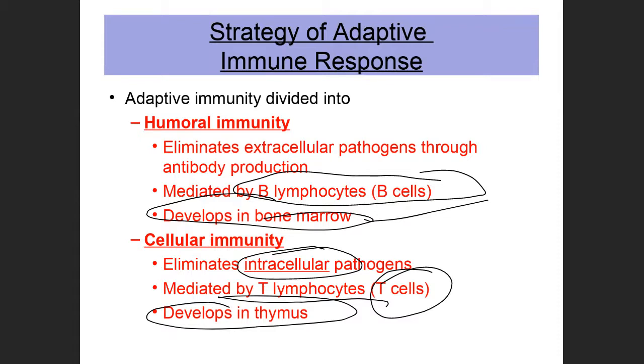Cellular immunity, the T cells involved in cellular immunity, develop in the bone marrow, but then they mature in the thymus. So all blood cells come from the bone marrow, and all immune system cells come from the bone marrow. B cells stay in the bone marrow and mature there, whereas T cells are taken out of the bone marrow to the thymus, where they're going to mature.